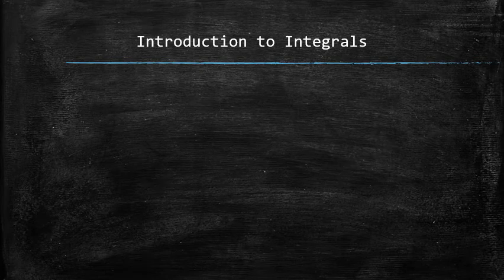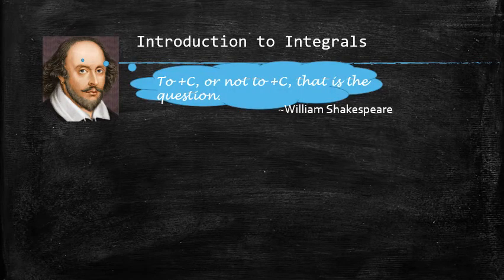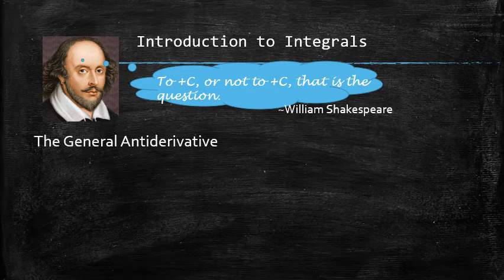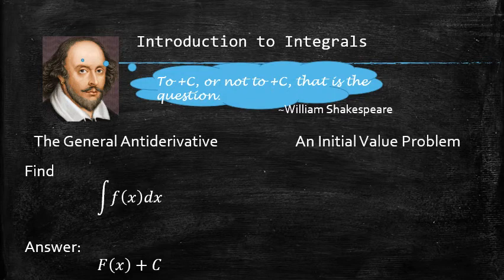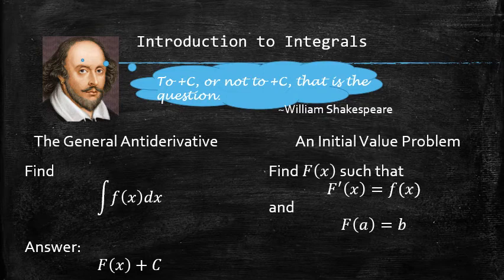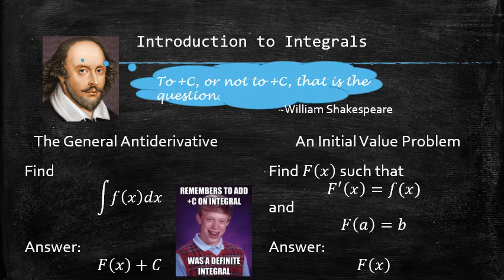Now, let's clear up any confusion about whether to add plus C or not. If you are looking for the general antiderivative, that is, finding the indefinite integral, then the answer will have plus C. However, if you are working on an initial value problem, that is, looking for a particular antiderivative that satisfies a certain condition, then the answer will be just a function. But don't be this guy either. Definite integrals always return just a single number, as they represent areas and not functions.